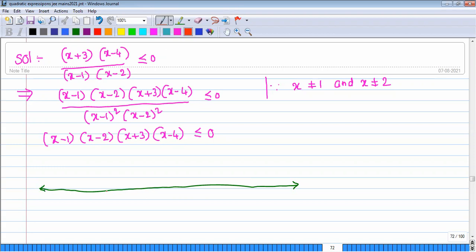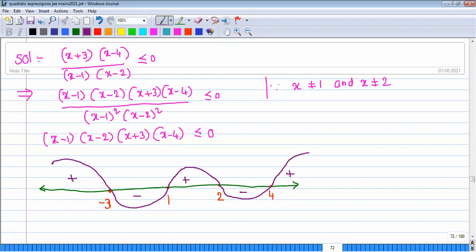Now tell me. Minus 3, 1, 2, 4. x into x, x square, x cube, x power 4. The x power 4 leading coefficient is positive. So that's why we get it like this. This is positive sign, negative, positive, negative, positive.